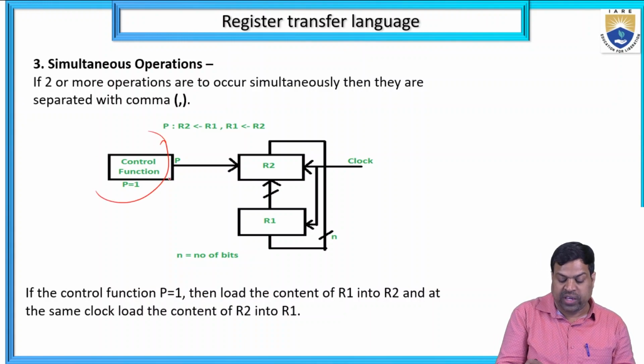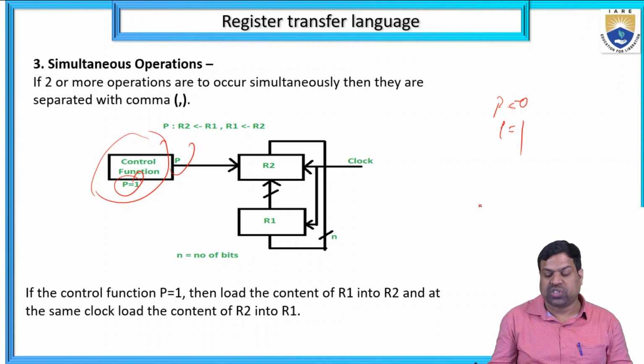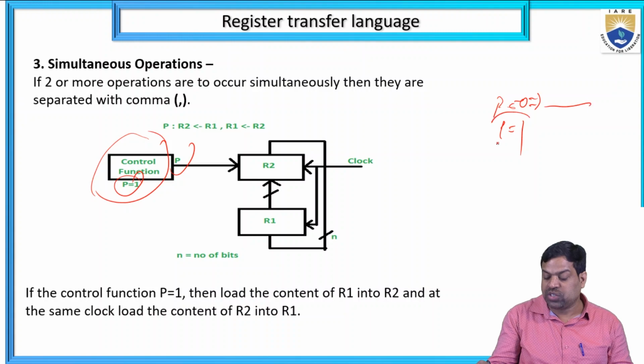Okay, so here I am taking a control operation with p equal to 1, p equal to 0. What is the operation when p equal to 1? Two or more operations are there. P equal to 0 means one operation, p equal to 1 means another operation. So how many operations? Two operations are performed.